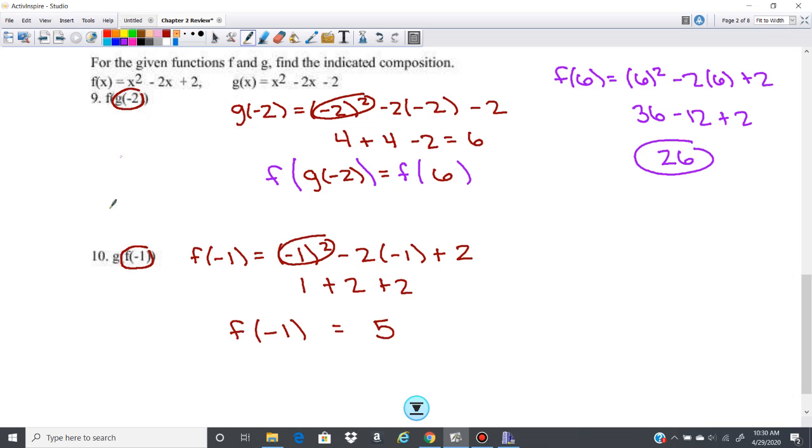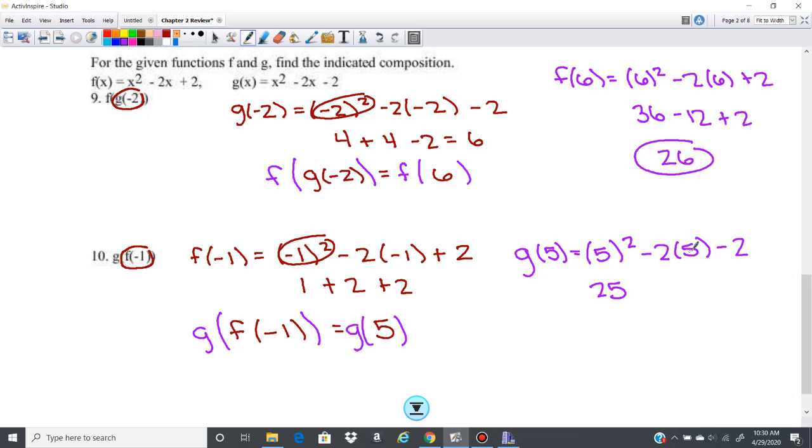And then we want to do g of f of -1, which means we're doing g of 5. So then we're going to come over here to our g function, and we're going to plug 5 in for those x values. So we're getting 5 squared minus 2 times 5 minus 2. 5 squared is going to be 25. 2 times 5 is 10, so minus 10 minus 2. So that's going to give us 25 minus 10 is 15, minus 2, 13. So g of f of -1 is going to be 13.